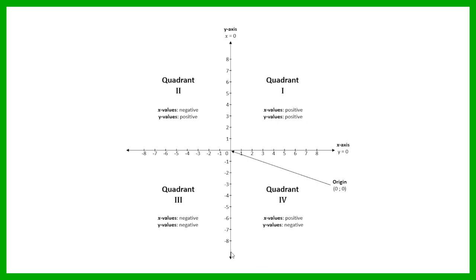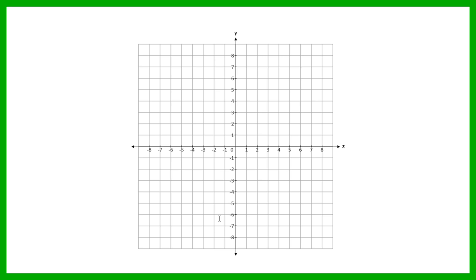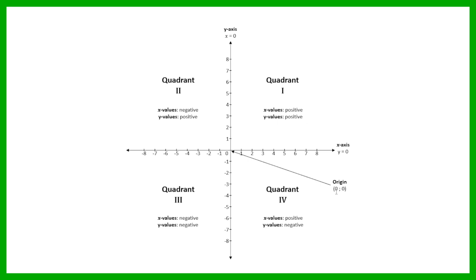negative y values. Okay, so now let's go and have a look at points on the Cartesian plane. Every single point, or any point, on the Cartesian plane can be identified using an x value, which we call an x coordinate, and a y value, which we call a y coordinate. The x and y coordinates are written as an ordered pair, just like we had for our origin over here.